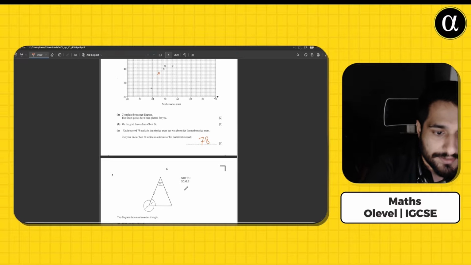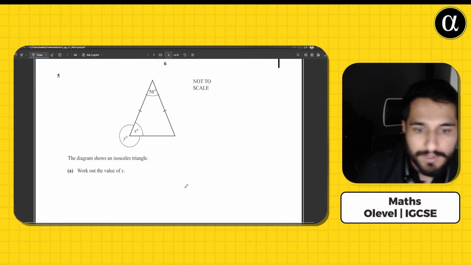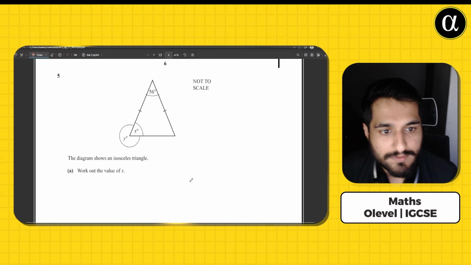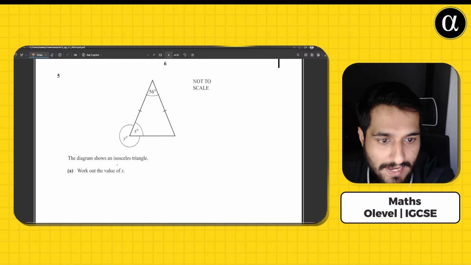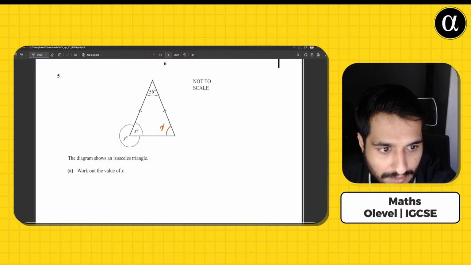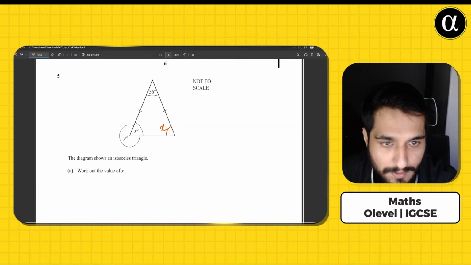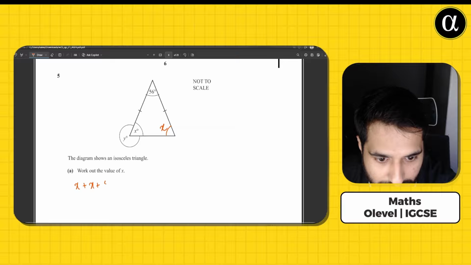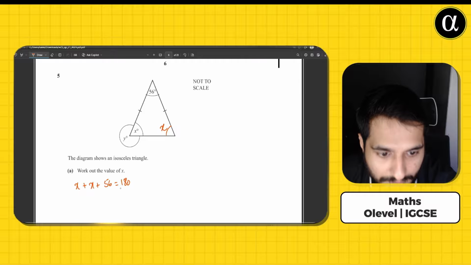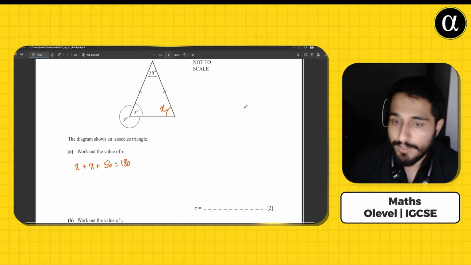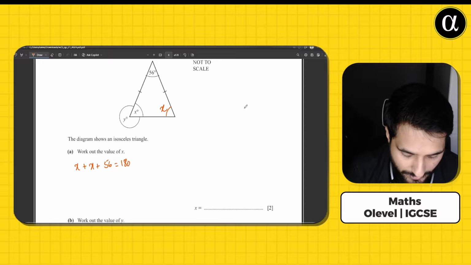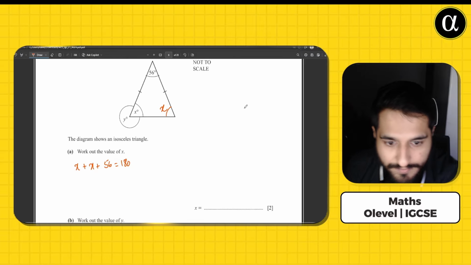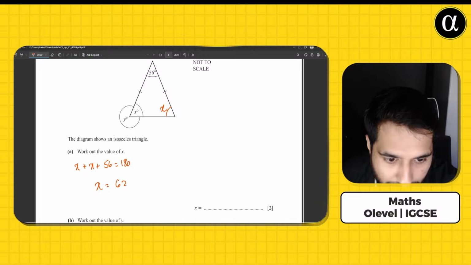Question number 5 states the diagram shows an isosceles triangle and we are to work out the value of x. Now since this is an isosceles triangle, we know that this angle x would be the same as this angle, which is going to be x. Then we can form an equation by saying x plus x plus 56 is going to be equal to 180, because all three angles of a triangle add up to 180. So we're going to do 180 minus 56 and then divide by 2 to find the value of x, and the value of x is going to be 62 for this case.